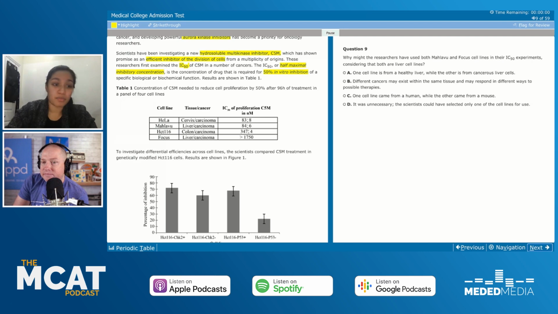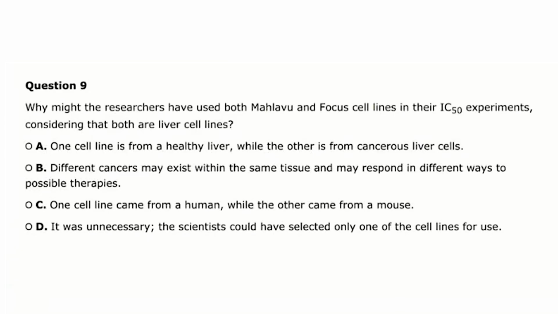Yep. So I'm just going to walk through my answer choices and say, all right, let me see what makes sense. So my first option just lied to me. It said one cell line is from a healthy liver. And I know that's not true because it said carcinoma in both of them. So boo, gone for A.